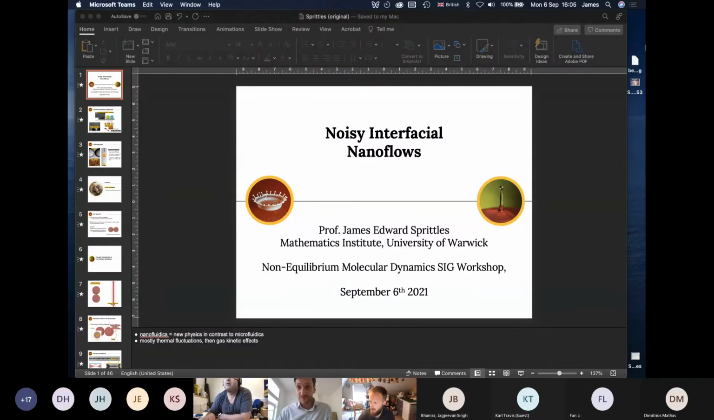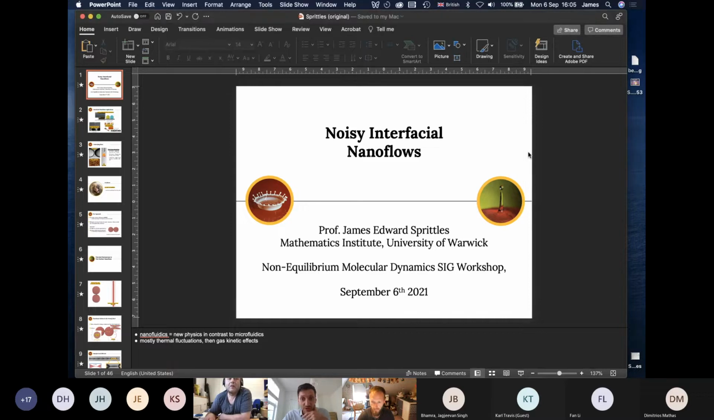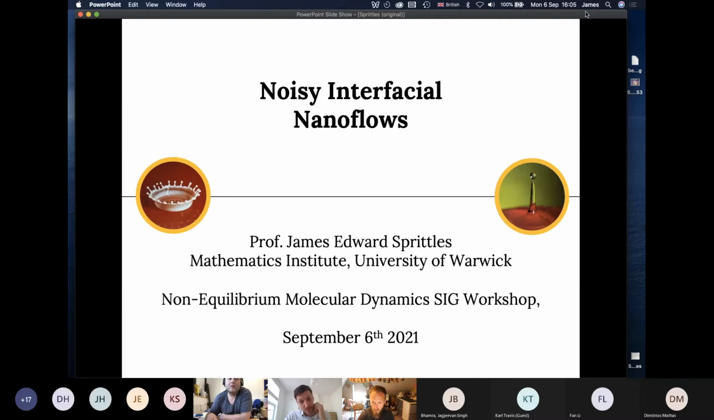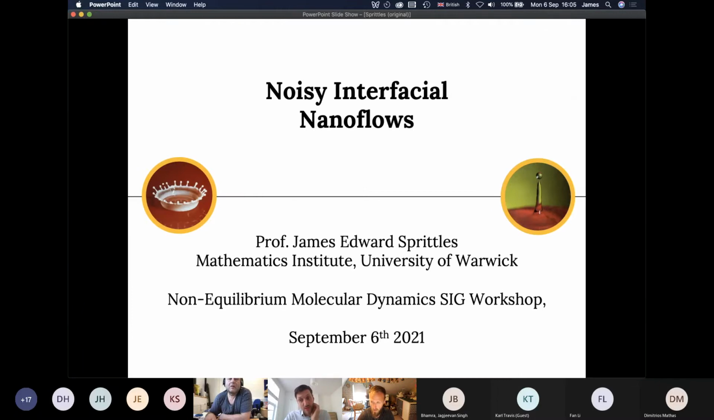Hey. We're talking about noisy interfacial nanoflows. So hopefully that's shared, Edward. Just still dark screen, but I think we'll... Can you see that? It might be loading. I think we've got a blank screen at the moment. Yes, perfect. There we go.